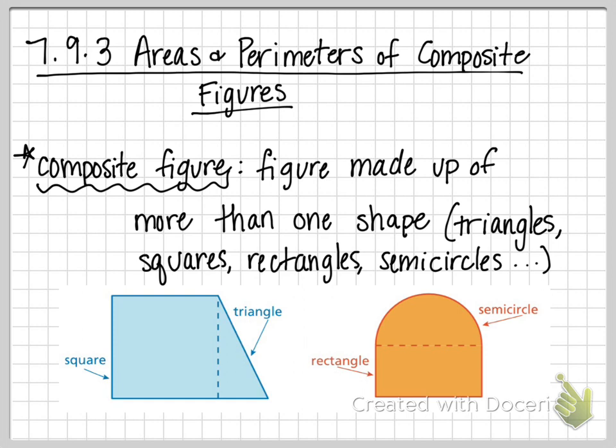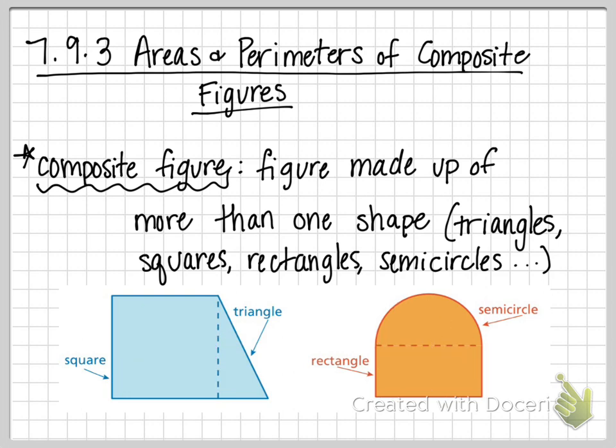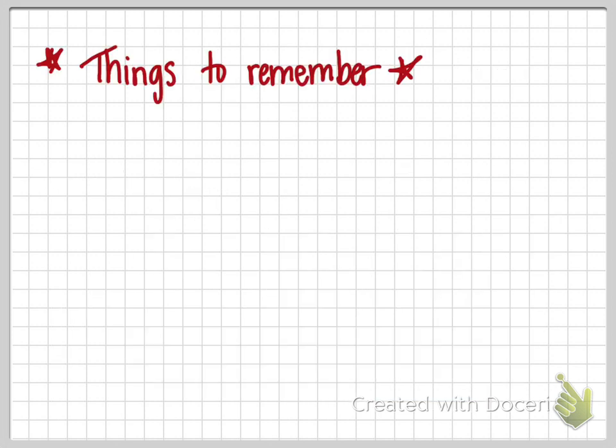So what we'll be doing in this section is finding both the area, the sort of 2D space that this whole shape takes up, the flat space that the shape takes up, and the perimeter. That's the distance around the outside of the whole shape. Perimeter is the distance around the outside, and the area is the 2D space that the shape takes up. All right, so then a few things to remember vocabulary and formula-wise.